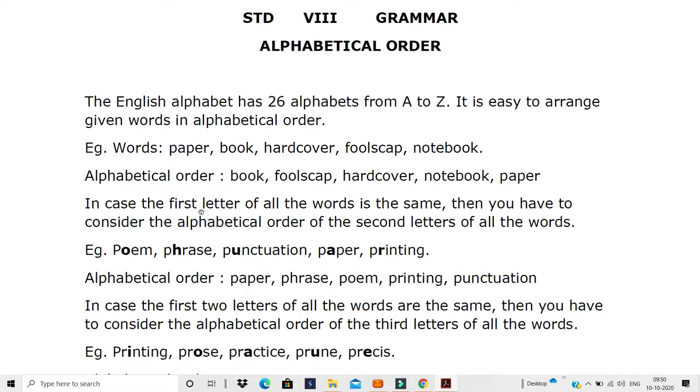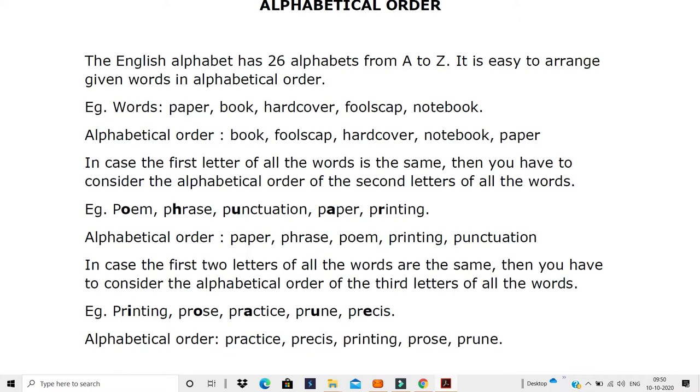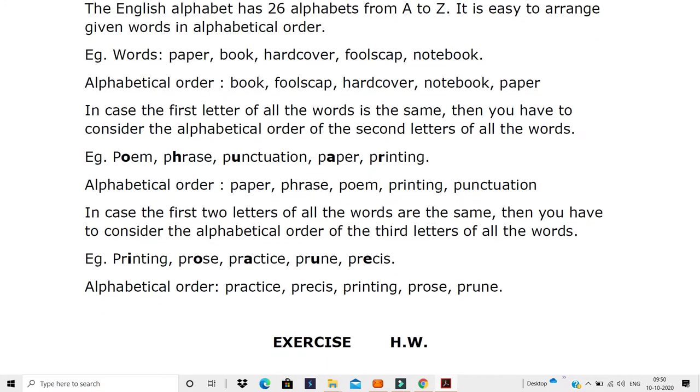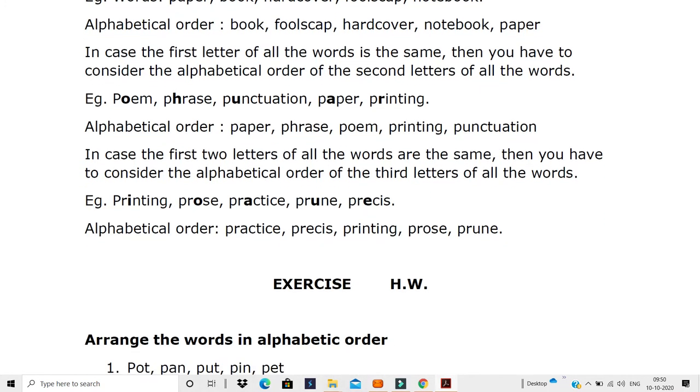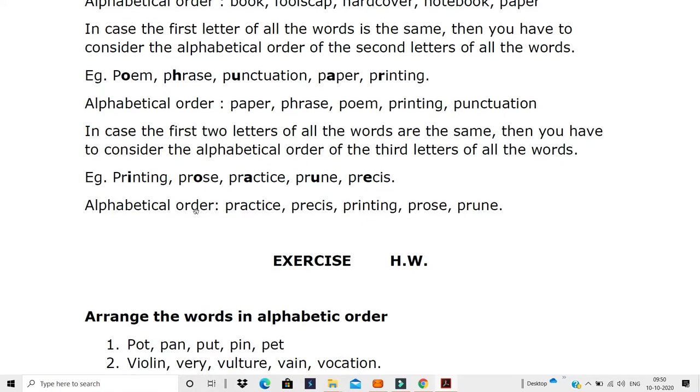And in case the first and the second are both the same, then you will look at the third alphabet. See, in case the first two alphabets of all the words are the same, then you have to consider the alphabetical order of the third letters of all the words. Each and every word, you will look at the third alphabet, not the first, not the second, because everyone's alphabets are the same. See here. Like printing, prose, practice, prune, press, see, all of these start with PR. So you look at the third.